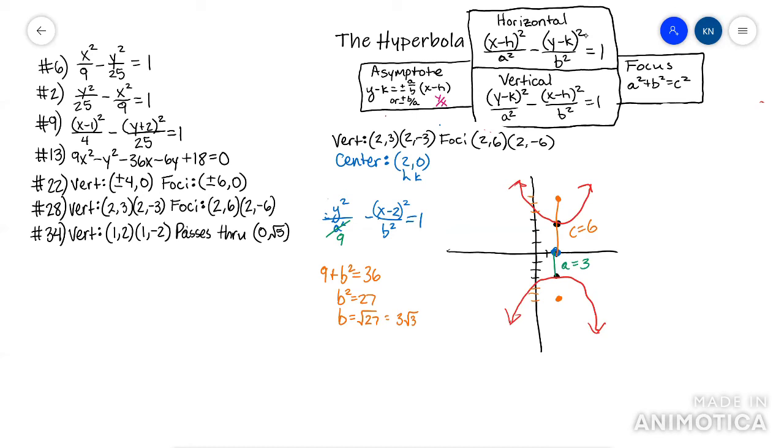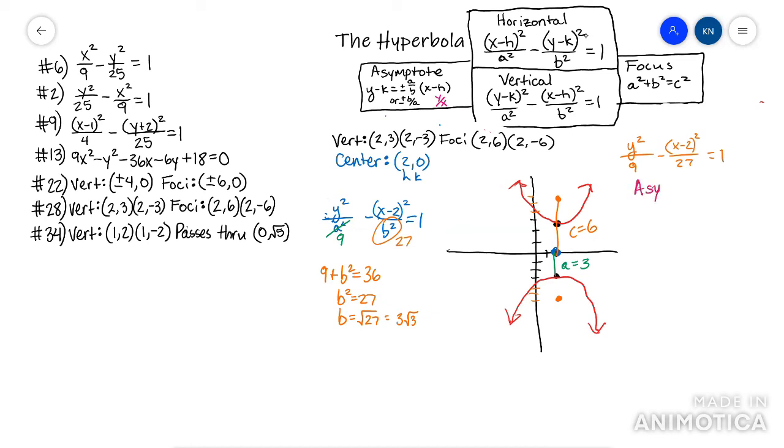All right, so in terms of your equation, you could put b squared here, which would just be 27. And so you would be sitting on your equation there, y squared over 9 minus (x minus 2) squared over 27 equals 1. And so now they might ask you for the equation of the asymptote.